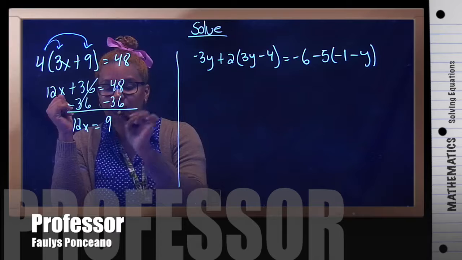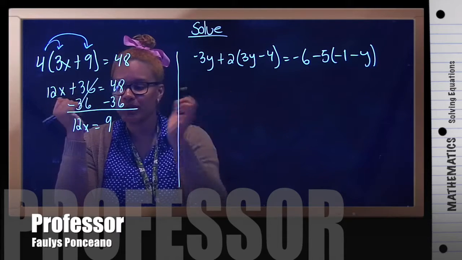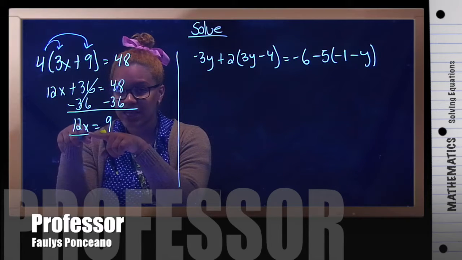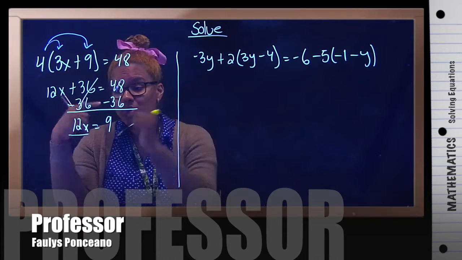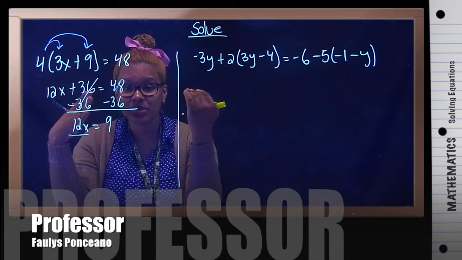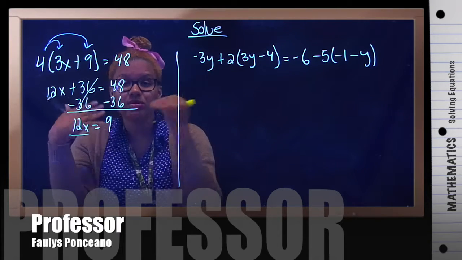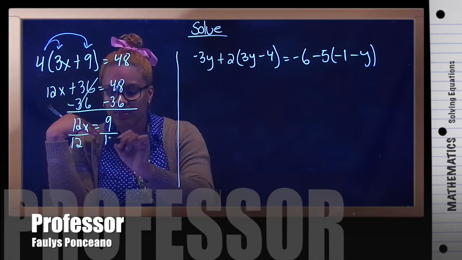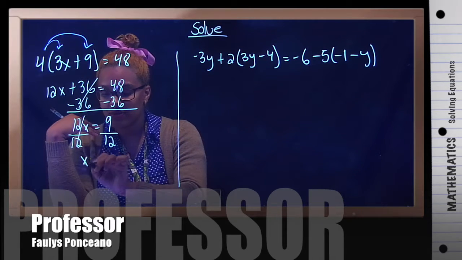I believe that's 9. Then what do we do next? Need to divide, because what's happening with the 12 and an x? It's multiplying. In order to solve for x, you need to do it by the opposite. Opposite of multiplication is division. So I'm going to divide by 12. This cancels, leaving you with x.